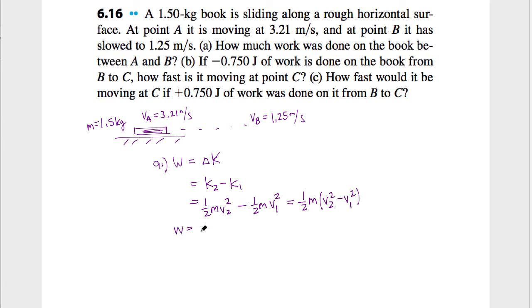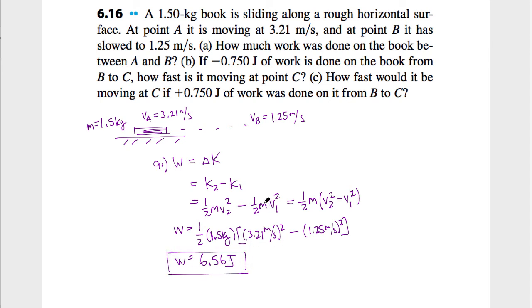So the work done on the book must be equal to 1/2 times 1.5 kilograms times the square of 3.21 meters per second minus the square of 1.25 meters per second. So my work will end up being positive 6.56, we will round, joules.